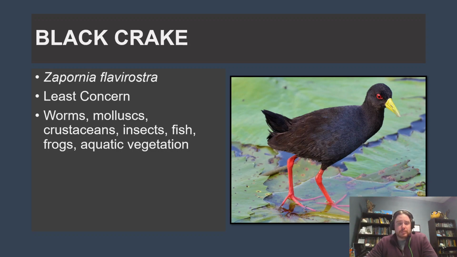They're a species of least concern that eat a lot of worms, mollusks, crustaceans, insects, fish, frogs, and a little bit of aquatic vegetation. So they lean into being quite predatory, but they do eat a little bit of aquatic vegetation.